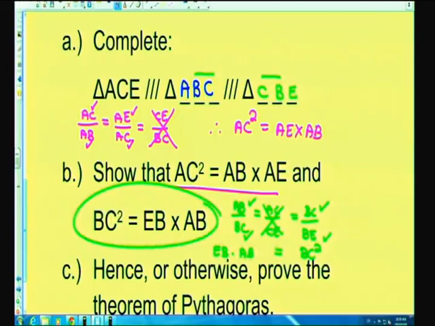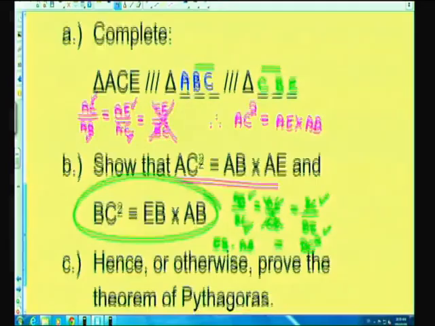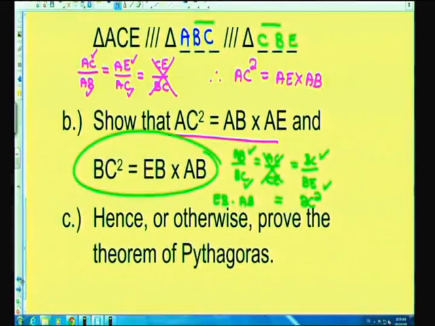And now all we have to do is, it says, hence or otherwise prove the theorem of Pythagoras. Now, hence or otherwise, I used to have a friend who joked about it. He used to say, hence or otherwise get it wrong. Because really, if they've led you this far, the most sensible way to go and prove it is to use the hence part.